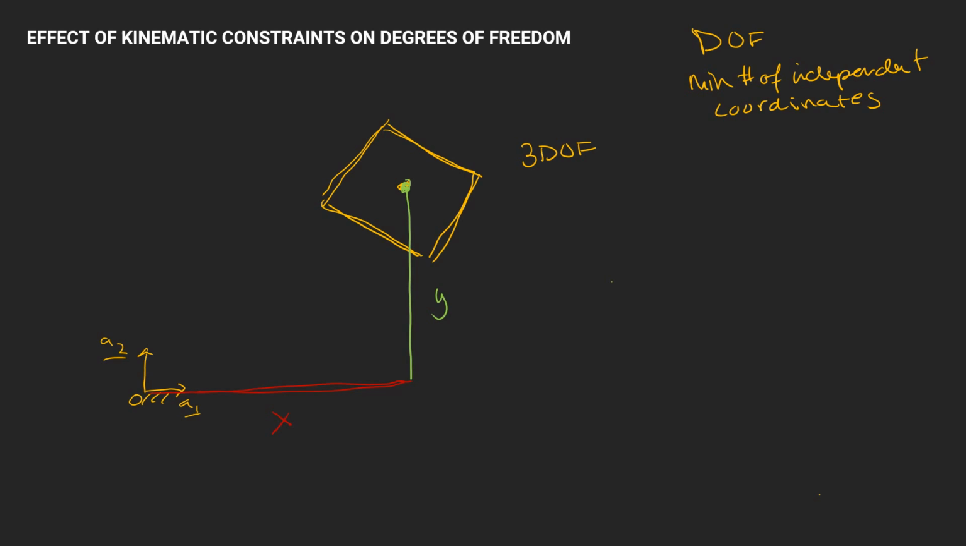But then we also need a third variable, which is the orientation. So we have that theta value. So this system, again, it has 3 degrees of freedom, and that's because we need 3 coordinates or 3 variables, X, Y, and theta, in order to describe the configuration or the state of this rigid body.